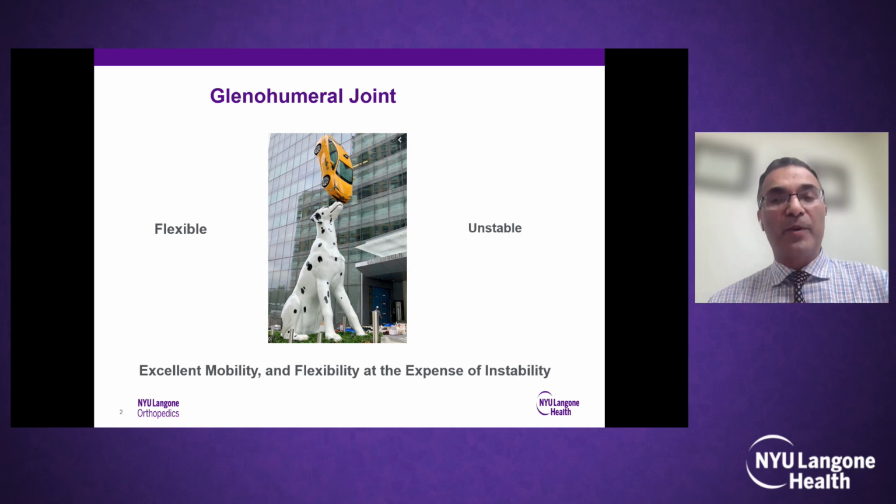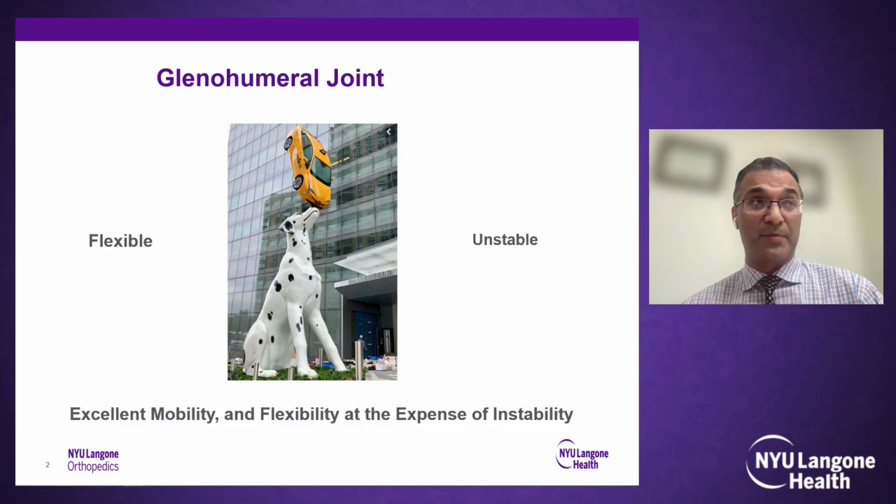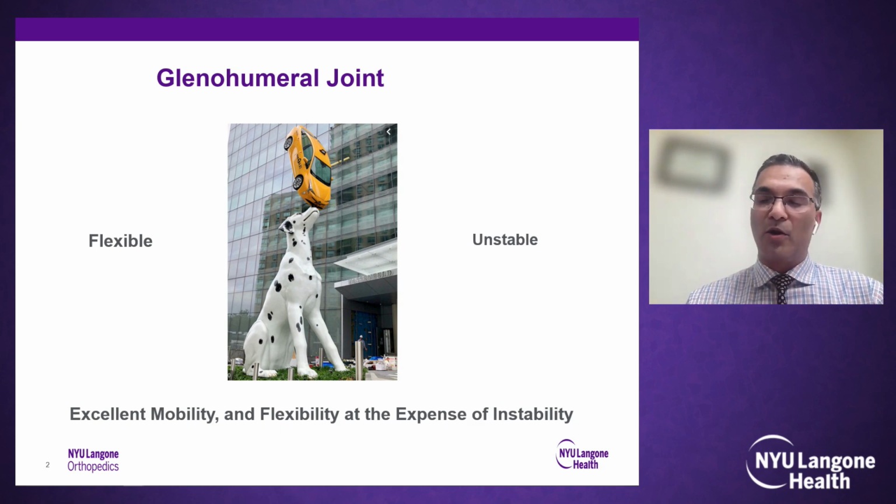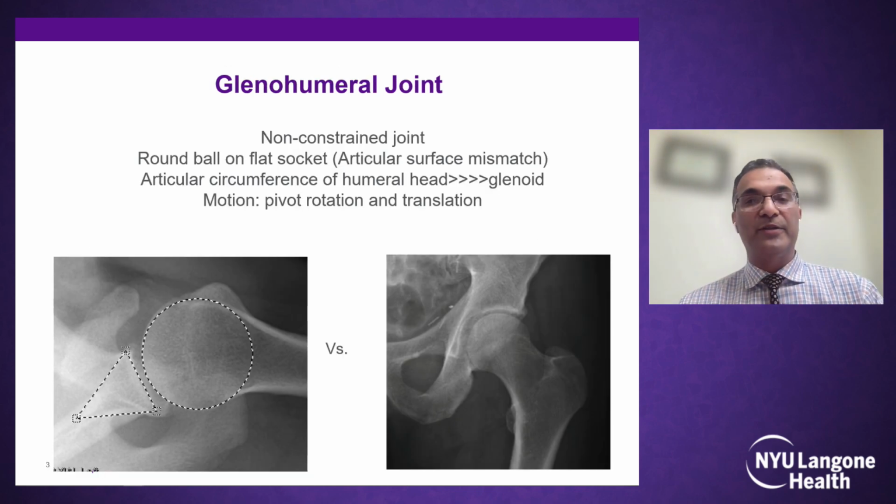Now, as pointed out by other speakers, a shoulder has an excellent mobility and flexibility, but it comes at the expense of instability. Shoulder is a joint with a maximum range of motion compared to any other joint in the body, but it is also the most unstable joint.